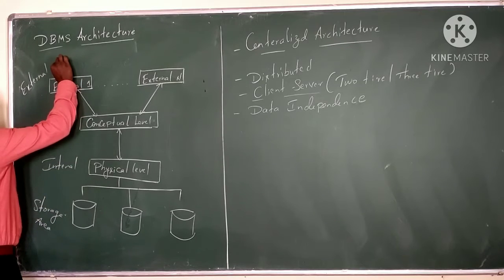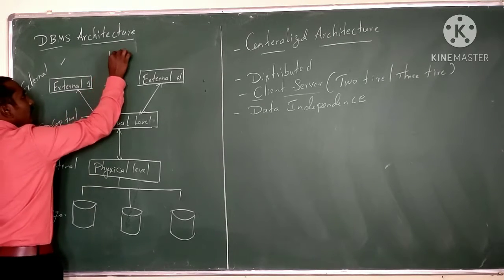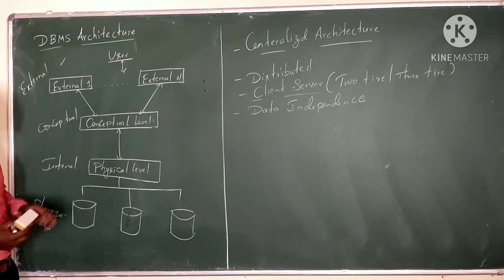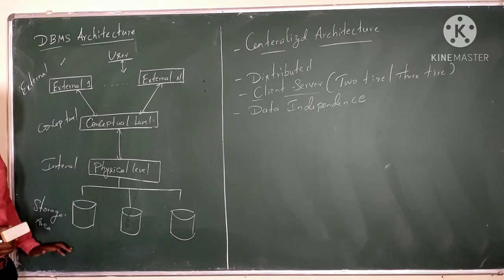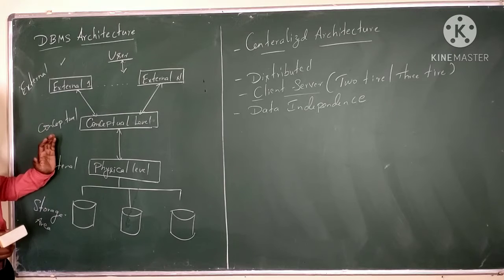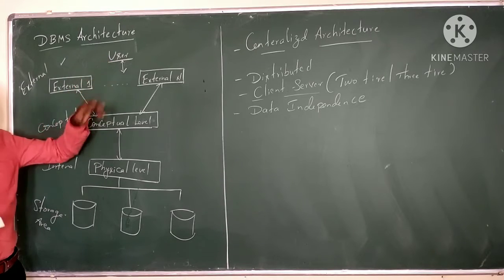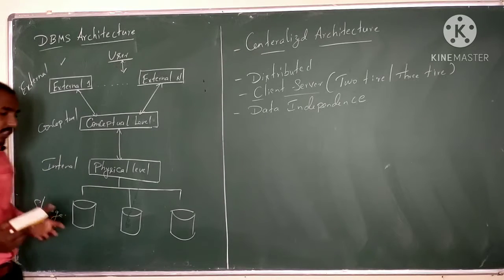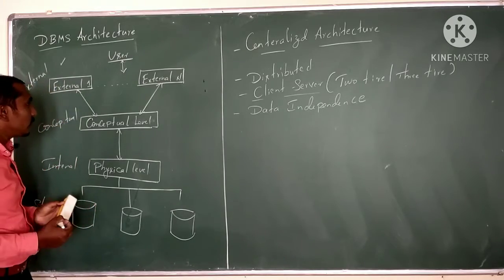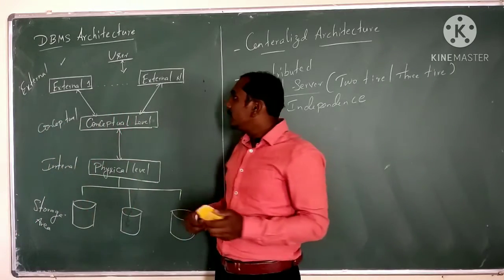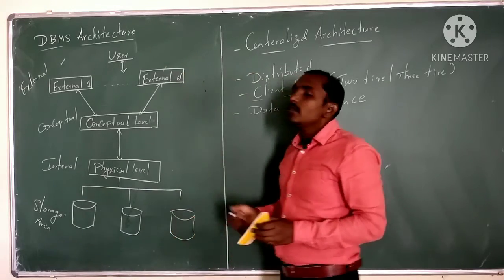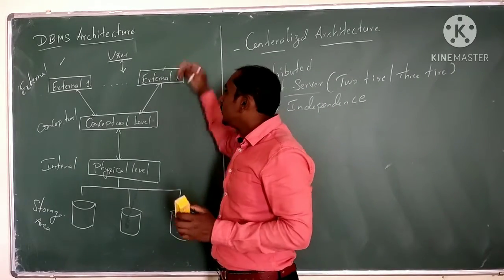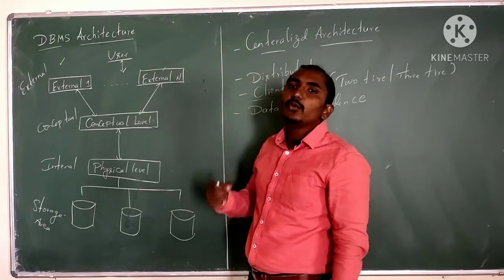What is the external level? The external level is where the user is going to interact with the software. This DBMS software will be divided into these three levels, where whatever information is displayed to the user, or whenever the user wants to give some queries or some information to the software, it is given through the external level. So the external level is the level in the architecture where the user interacts with the DBMS software.